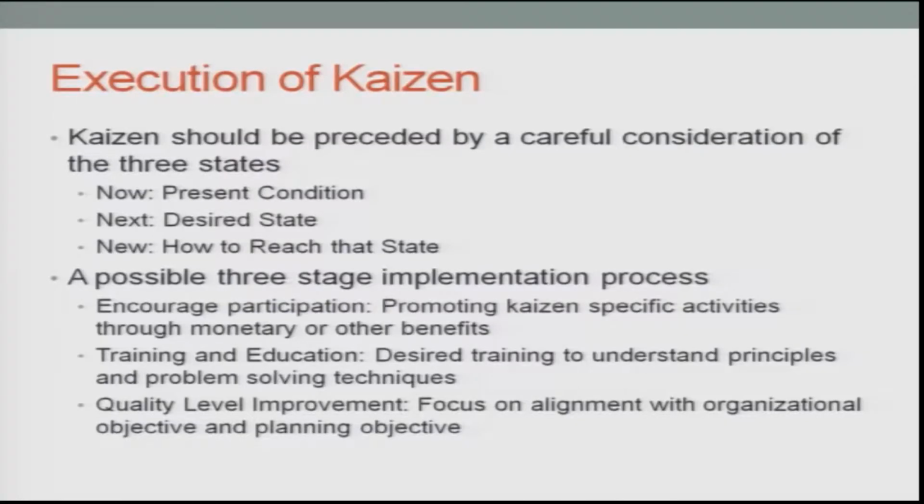A possible 3-stage implementation process is: encourage participation of all the employees, workers and customers; training and education for the workers, employees, and even customers is required; and quality level improvement should always be the focus of the top management, such that they are in alignment with the overall organizational concept based on which the company or the organization is working.